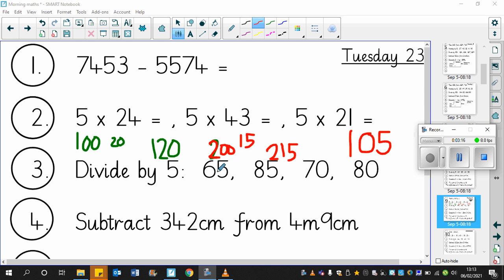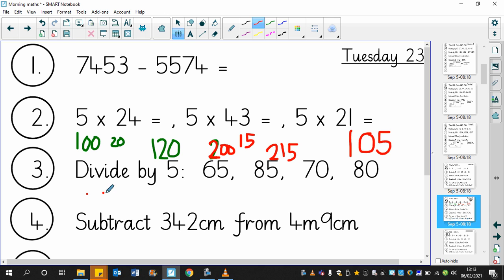So into 65. So 5, 10, 15, 20, 25, 30, 35, 40, 45, 50, 55, 60, 65. Okay, so now count the dots. 1, 2, 3, 4, 5, 6, 7, 8, 9, 10, 11, 12, 13. So therefore the answer to that first one is 13.